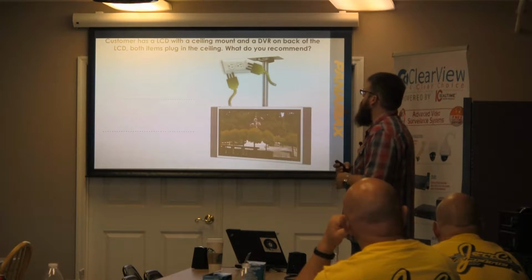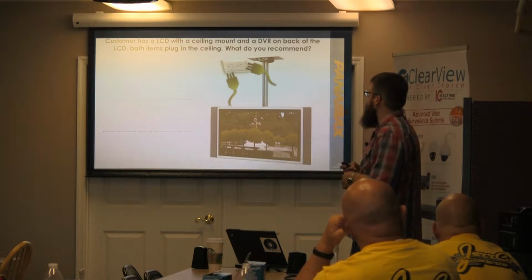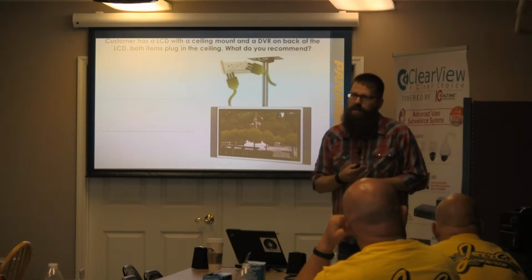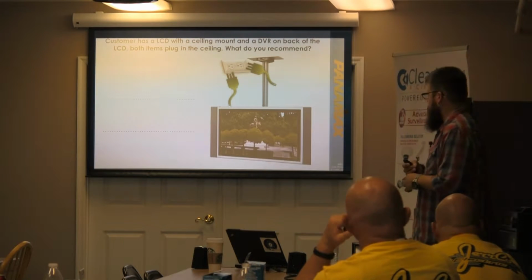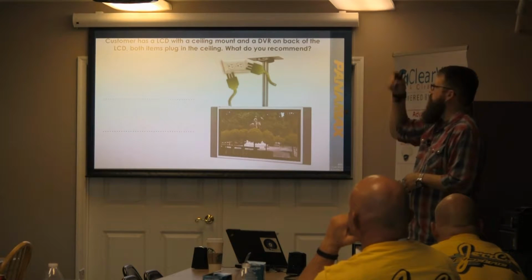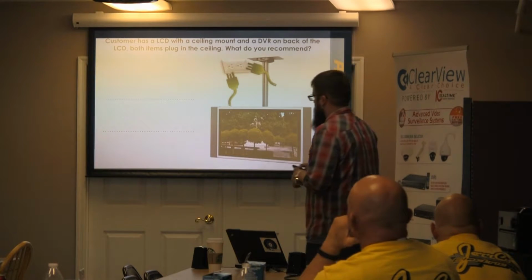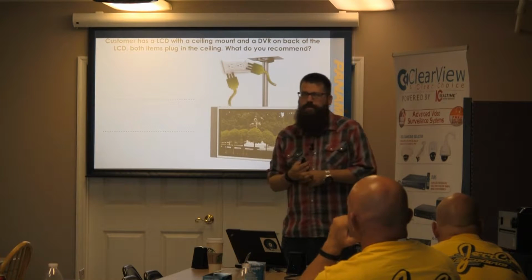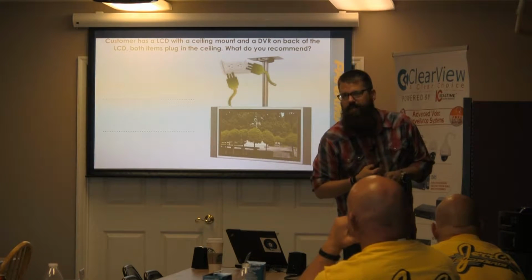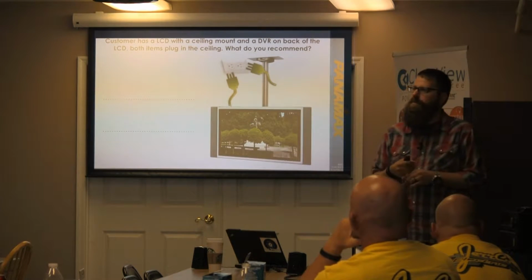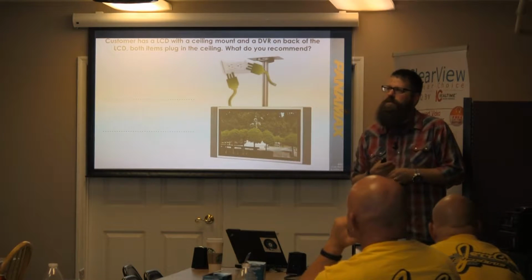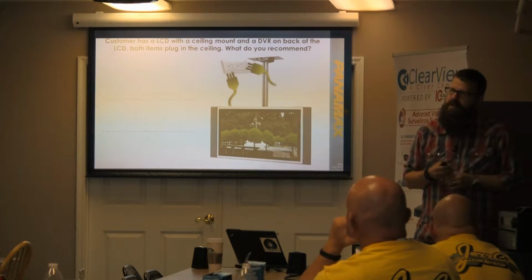And so here's the scenario. He's got an LCD with a ceiling mount and a DVR mounted on the back of it, both items plugged into an outlet in the ceiling. If they wanted protection for this unit, what would be the recommendation? And I know you guys aren't going to remember the model numbers, but you remember the lines that we talked about. What would be a good recommendation for this scenario?